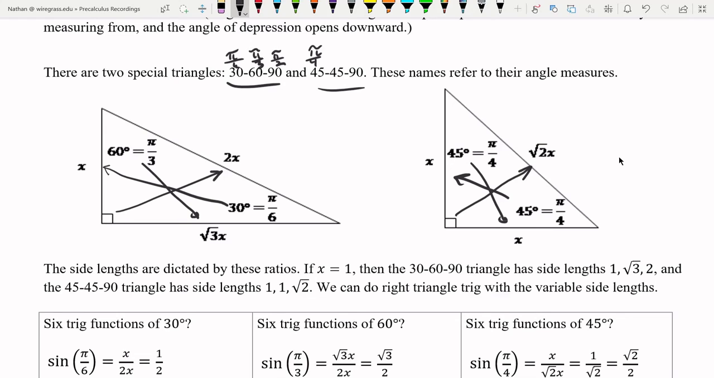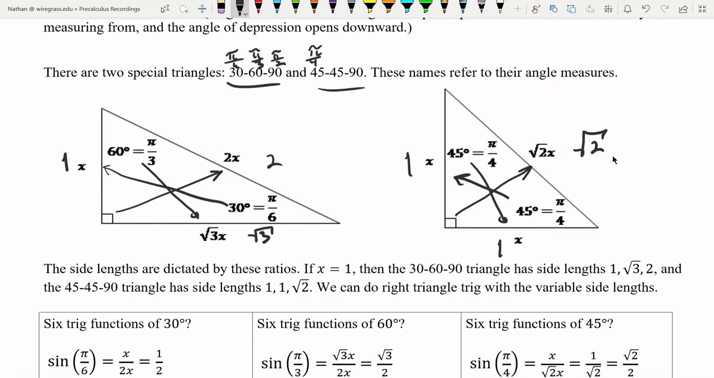If x equals 1, of course, that means we're going to have 1 here. Then root 3 times 1 is just going to be root 3. And 2 times 1 is going to be 2. So 1, root 3, 2. Square root of 3 is about 1.73. It's between 1 and 2. And the angle 60 degrees, which is opposite the root 3, is between 30 and 90. So that makes sense. If x is 1 here, we have 1, 1, and then the square root of 2. These are the important ones to keep in mind. We're going to be using these a lot, as I said before.